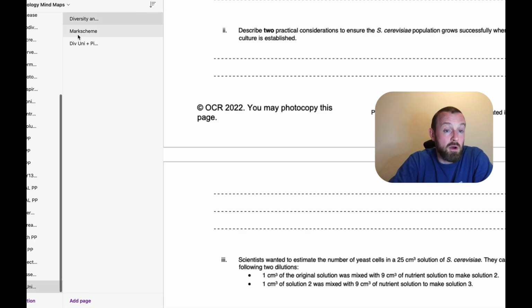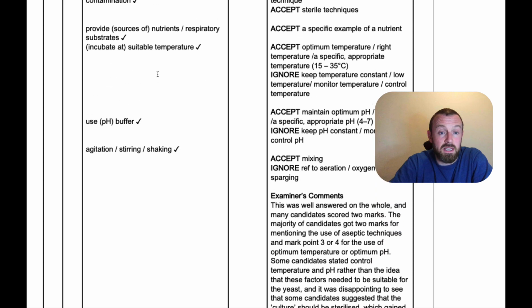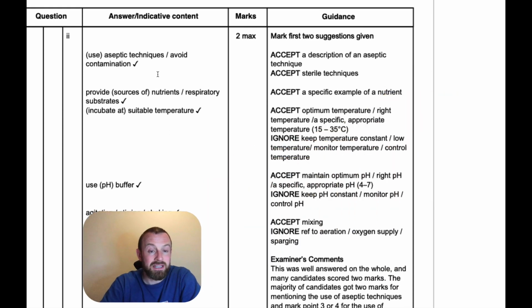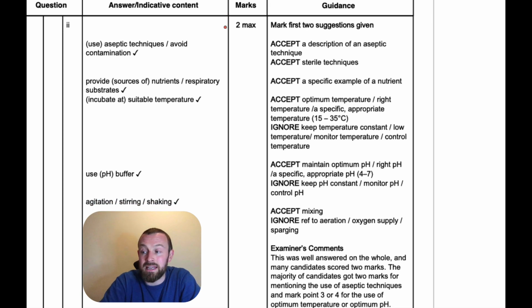So I'll just show you the mark scheme, what's allowed. Aseptic techniques was a good thing to say. Remember, if you didn't use aseptic technique, then you'd have other microbes in the yeast population and it'd be contaminated. It might not work properly. And then you could have said a source of nutrients or respiratory substrates. You could have said a suitable temperature. This is probably a sensible thing to say. I probably would have said suitable temperature myself, and maybe aseptic techniques.